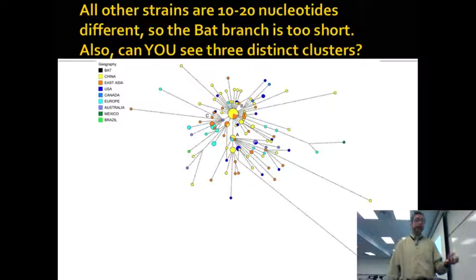So use your pattern recognition. Look at the tree. Make a guess. Be uncertain about your guess, but go ahead and make it. And that's what I'm asking you to do in the lab as well.